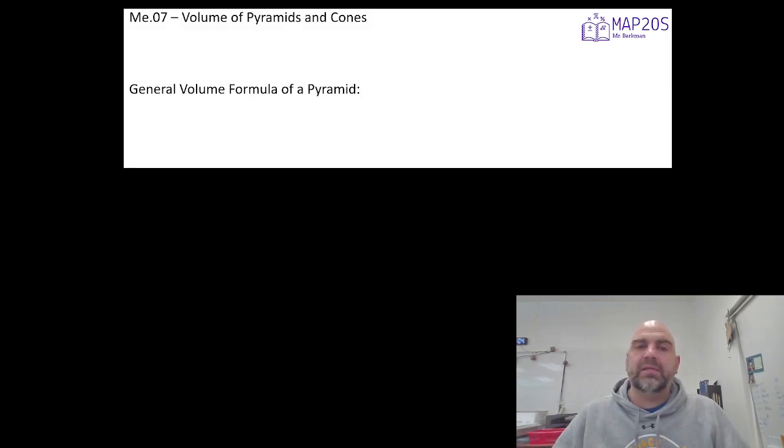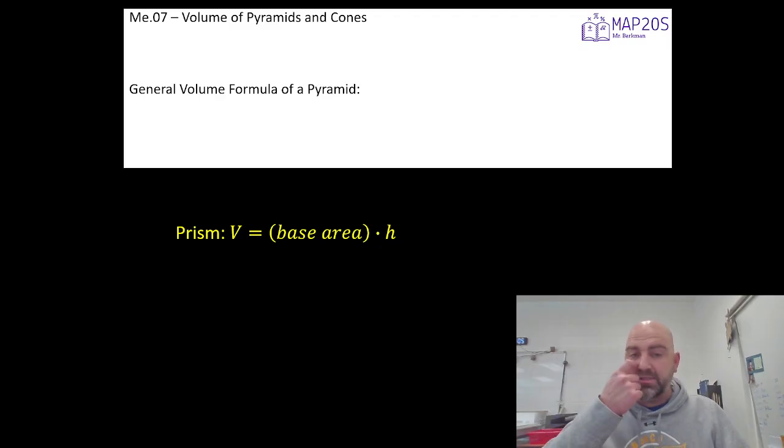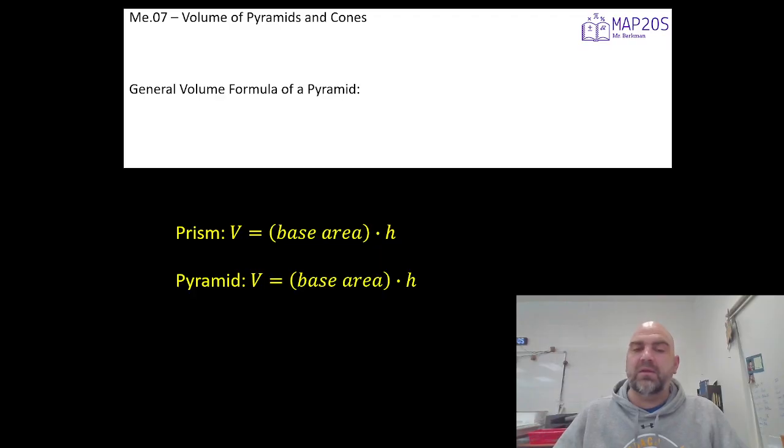So how are we going to find the general formula of a pyramid? Well, we're going to take the prism one, which was base area times height, and instead of that, we're going to just divide it by 3, and that is our general formula. It works every time. For a pyramid, we take the base area times the height, which is what we did for a prism, and then just divide it by 3, and that's going to give us the volume of a pyramid, which has the same base and height as that prism.